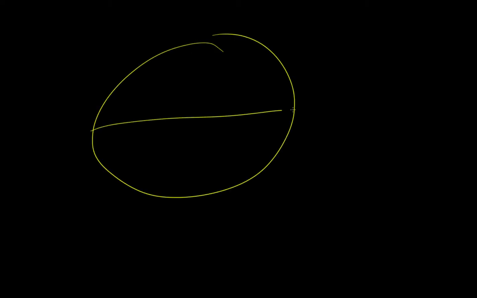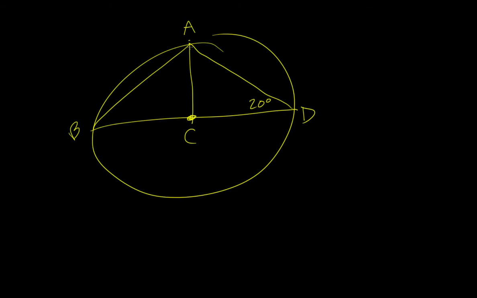Now, you have another problem using the same theorem. So once again, it's defined as a diameter. We'll call it B, A, D, and the center C. This is given as 20 degrees, and then AC is also drawn in. And it says, given circle C with inscribed triangle ABD, what is the measure of angle ABC? So ABC, this is what we want to know. So I'll mark that with theta.